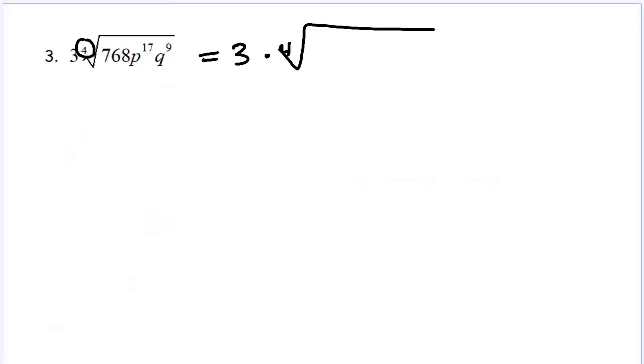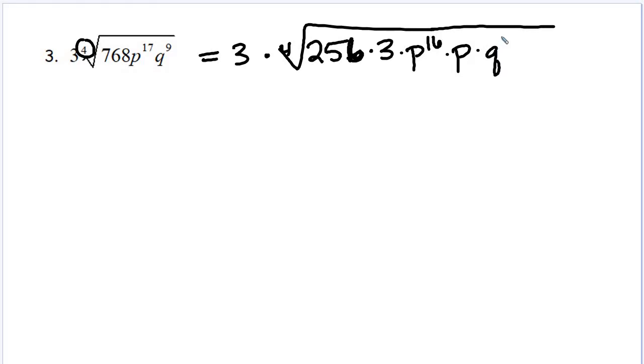So I'm going to go back to my problem, and I'm going to use 256 times 3. Now I need to break my 17 up. 17 is not evenly divisible by 4, but I can write that as a product of p to the 16th times p. And the same with q to the 9th. It's not evenly divisible, but I can write it as a product. So remember, I'm going to take the things out that are perfects, leave the things that aren't.